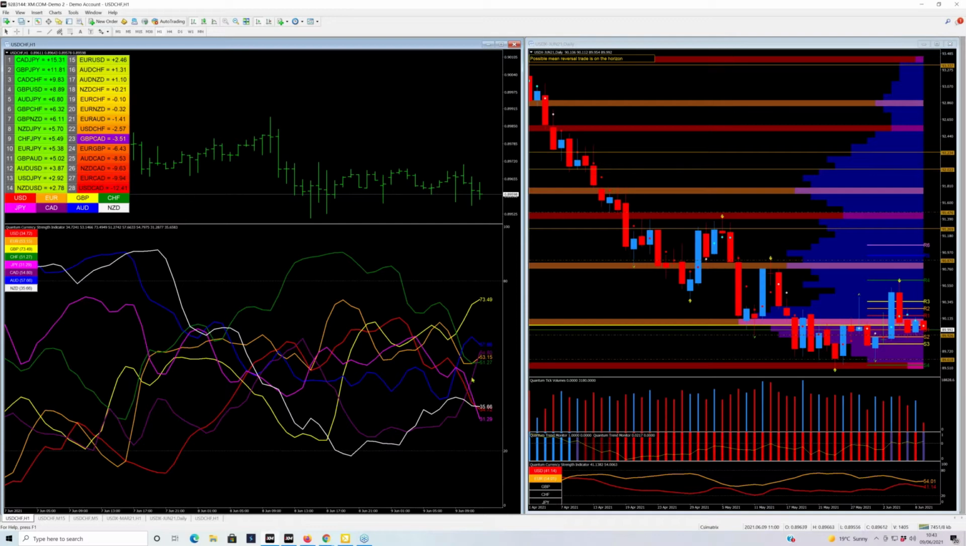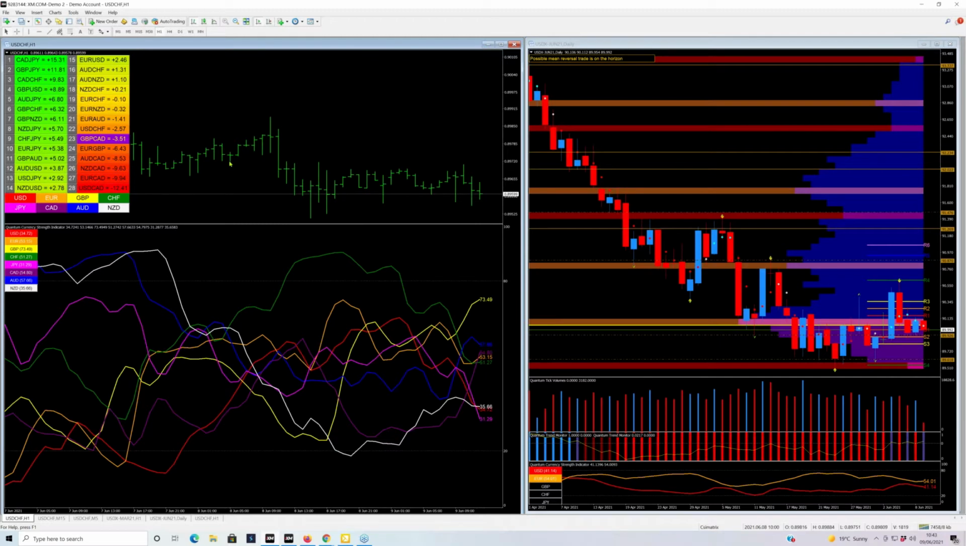As I said, we want to see nice strong angles. The yen's got a nice strong angle. The CAD's got a nice strong angle. The pound had a little kink there, and it's going back up, and that's good. So that's the first thing.